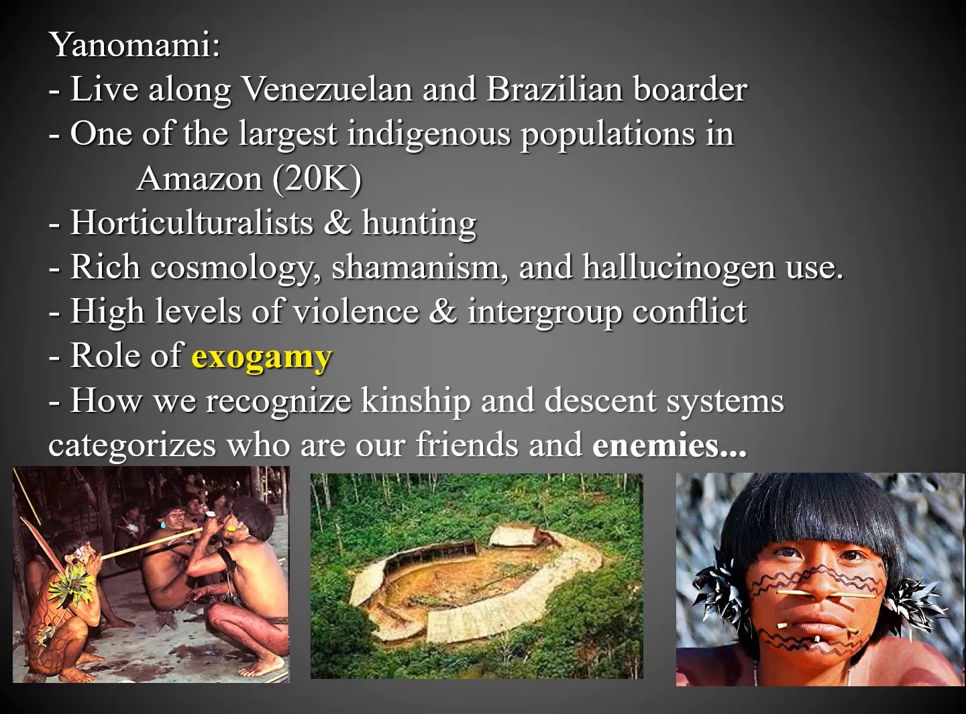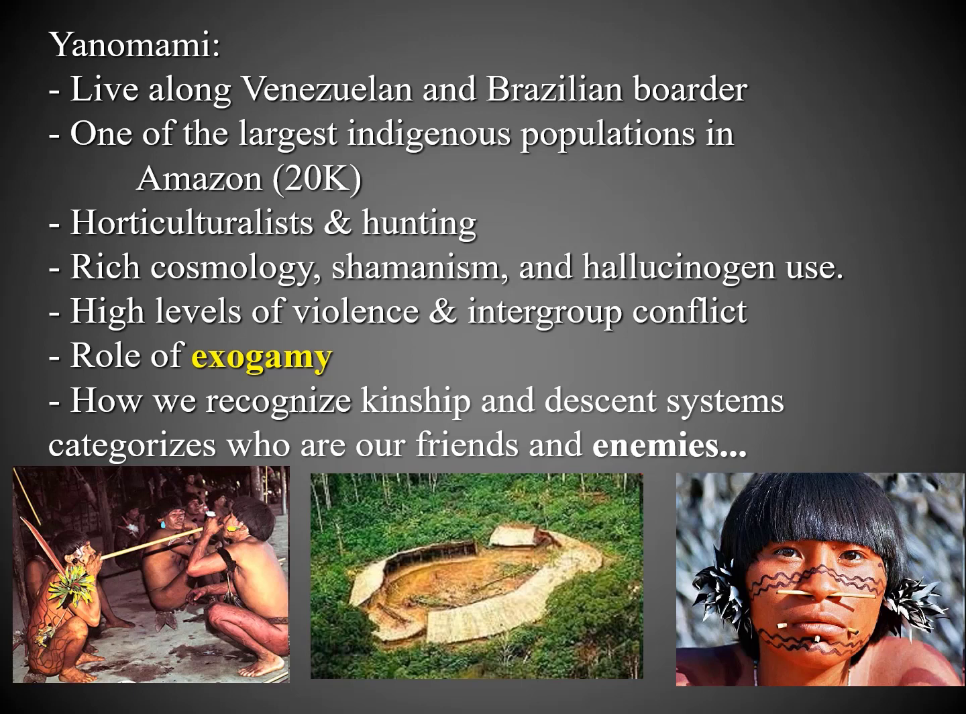So when the Yanomami go to war or to battle, they can call upon not only their own village, but also these other allied villages that they're connected to through exogamous marriage, through marrying outside of their village into other villages, so they can call upon them when it's time to go fight. Again, how we recognize kinship and descent systems categorizes who are your friends, who are your enemies, who do you marry, who do you not marry. It's a really important organizing principle for other societies.